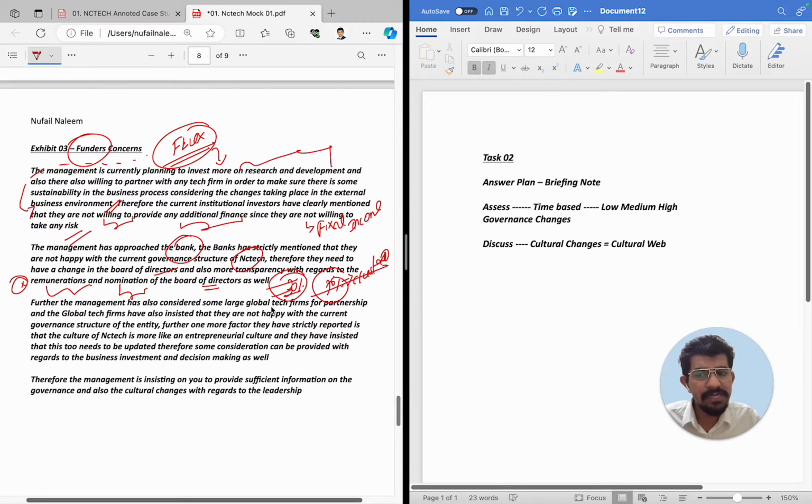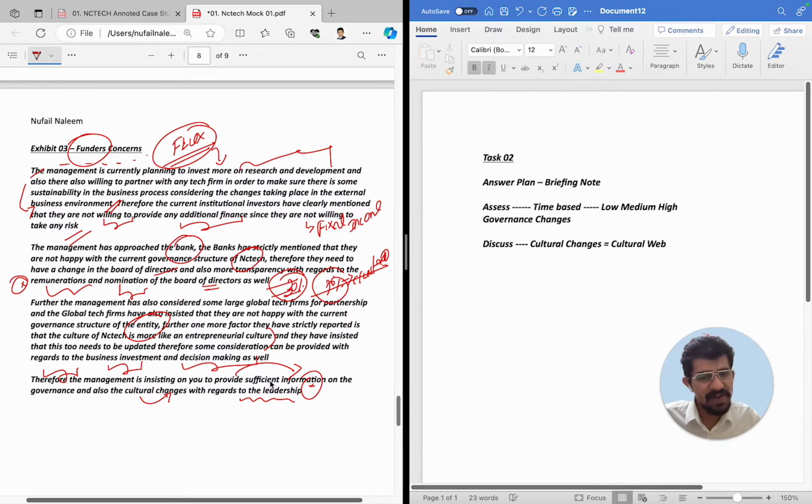Further, the management has also considered some large global tech firms for partnering. And the global tech firm has also insisted they are not happy with the current governance structure of the entity. So again, students, the tech firms are also not interested in the structurization of our business process. Further, one more factor they have strictly reported is that the culture of Nctech is more like an entrepreneurial culture. That is true as well because the founders are the only ones managing the organization. They have insisted this too needs to be updated. Therefore, some considerations can be provided with regards to business investment decision making as well.